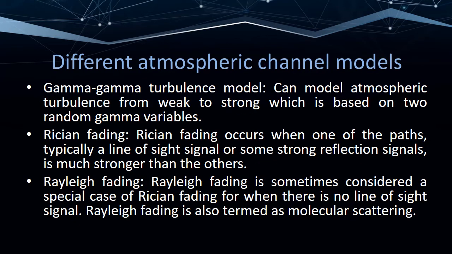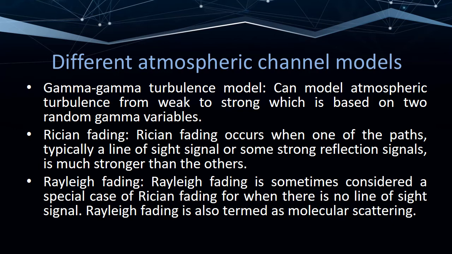So let's talk about the challenge. After the challenges, let's talk about the atmospheric channel models that are used to model the atmosphere and the conditions of the weather for sending our data. So there's the gamma-gamma turbulence model, which models atmospheric turbulence from weak to strong, and which is based on two random gamma variables. The gamma-gamma turbulence model uses two random variables, which are basically gamma variables, but both variables are much different.